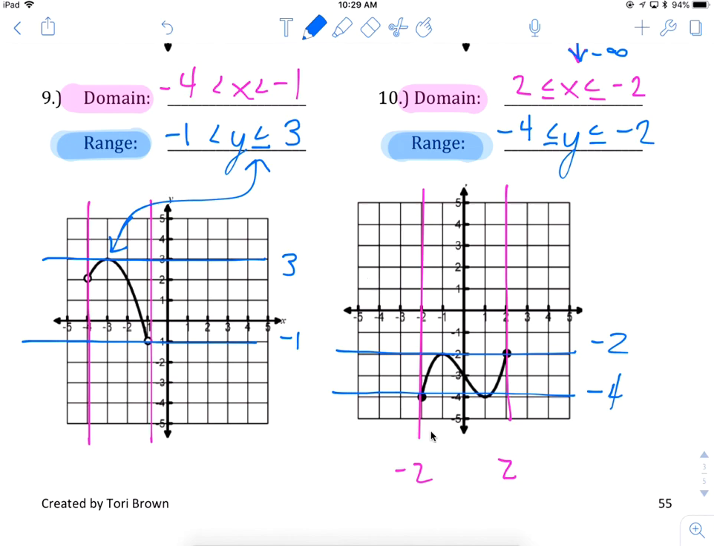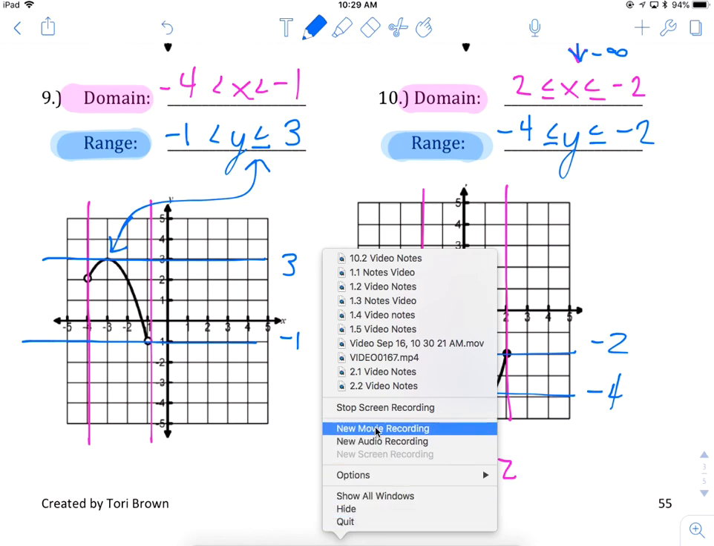If there's anything you missed, feel free to go back and look at those. Otherwise, you can get started on practice 1 of 2.3.